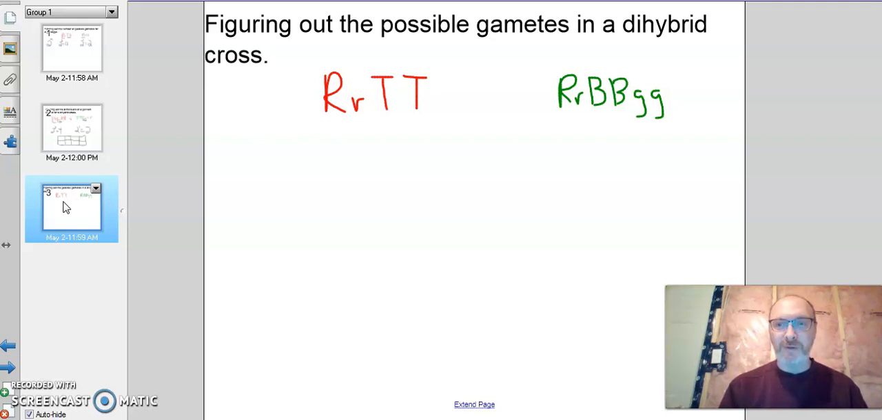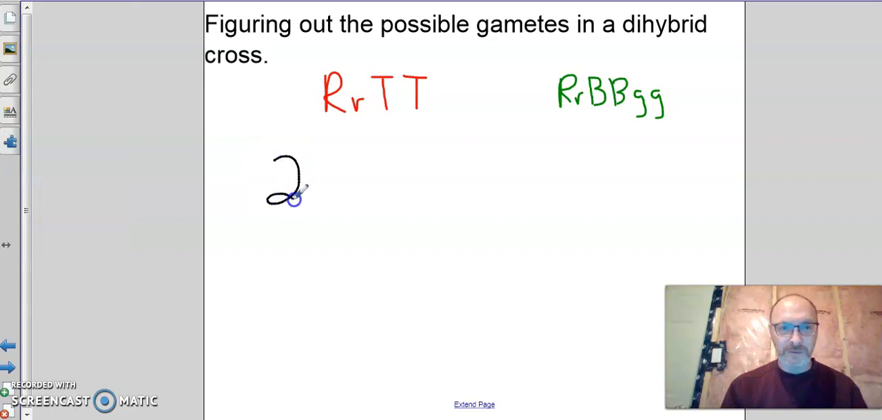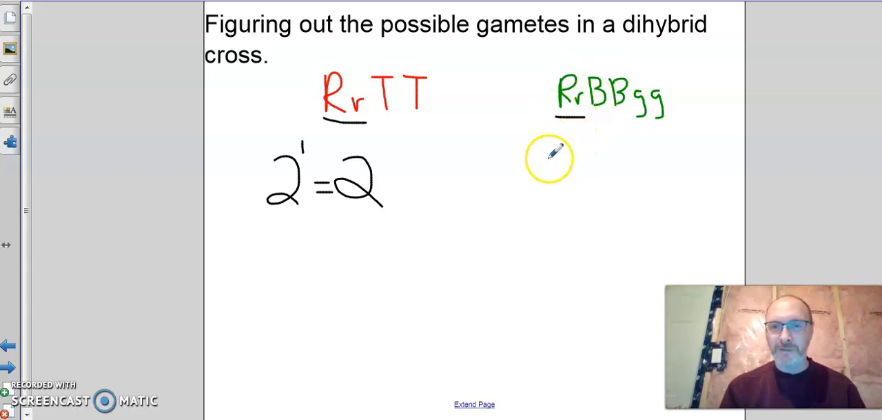So I'm back, and I'm going to go through this process of figuring out the possible gametes in a dihybrid cross. Again, I'm going to use 2 to the n. What are the heterozygous genes here? Well, it's big R, little r, so 2 to the 1 gives me 2. When I look over here, I've just got big R, little r again, so it's again 2 to the 1, which is 2.